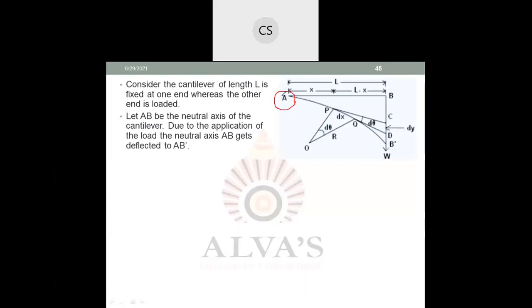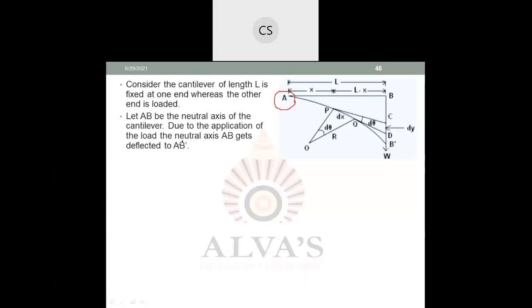Further, whatever line I have drawn here, let us say AB is the neutral axis. You know what is the neutral axis in the beam. The line or filament which does not undergo any compression or extension is known as the neutral axis. So AB is a neutral axis.